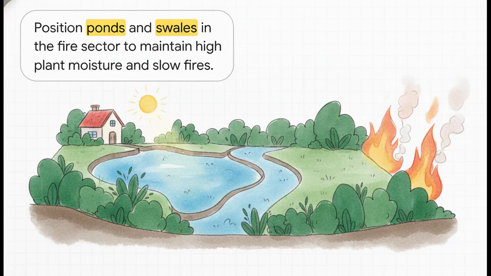This creates what we call a hydric buffer. The constant hydrologic recharge maintains high plant turgor pressure, which just means the plants are plump, hydrated, and full of water. When a fire hits this zone, it loses its momentum trying to evaporate all the water inside those plants. This is stacking functions at its absolute best. You can position a pond in Zone 2 to bounce warm winter sun right into your home, while it simultaneously serves as a massive emergency fire suppression reservoir for the summer.